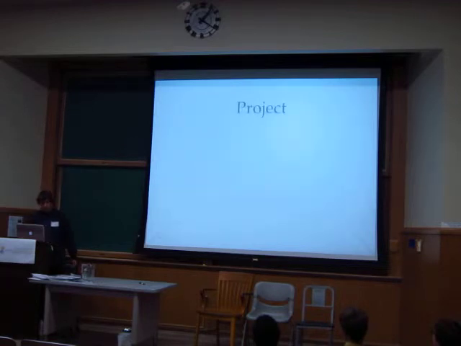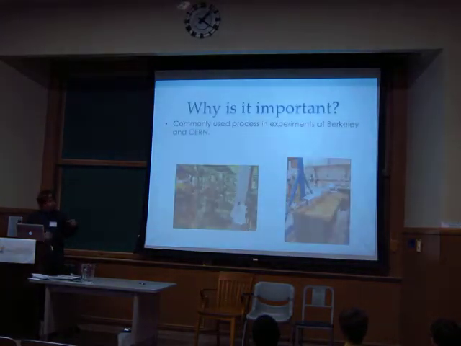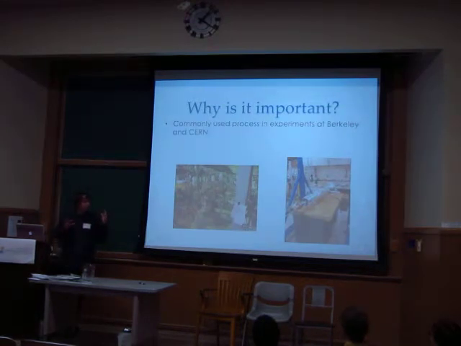So, my project: optimization of axial transport of electrons in the Penning trap. By optimize, I mean this very strict definition: I need to minimize heating, I need to minimize expansion, and I need to minimize loss in the plasma. So why do these things matter in this experiment? This Penning trap has a common geometry with the one at CERN with the ALPHA experiment, the antihydrogen laser physics apparatus, a similar trap geometry to ours. So techniques used in this experiment can be applied to that experiment.